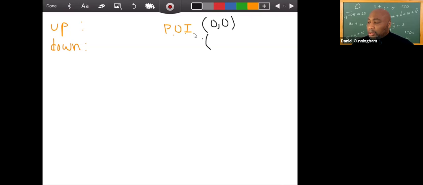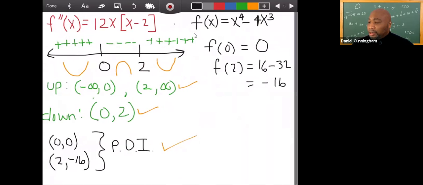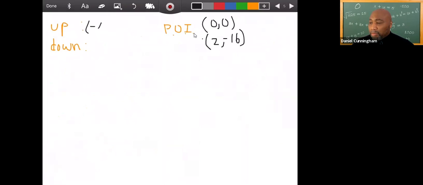So we have our concave up, concave down, and then let's put a point of inflection. Again, I'm going off memory. I think we had 0, 0, is that correct? And we also had 2, I think, negative 16. Now let's look at our concavity. Concave up was from negative infinity to 0, and then also 2 to infinity. And then the concave down was from 0 to 2.